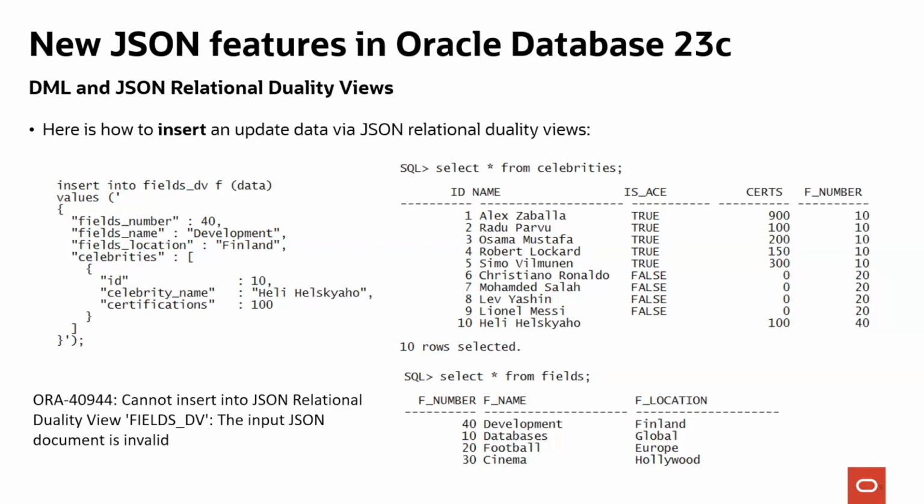On the left side, you can see that I'm inserting a new field called development. And I am also inserting a celebrity into that field, another person.